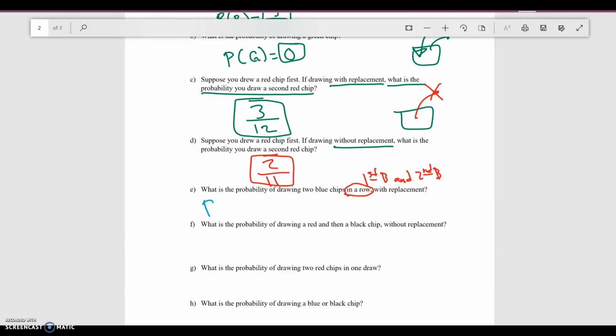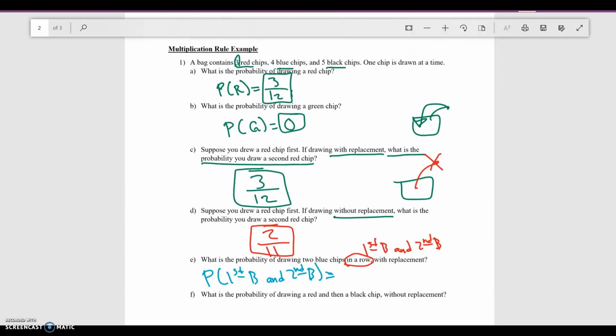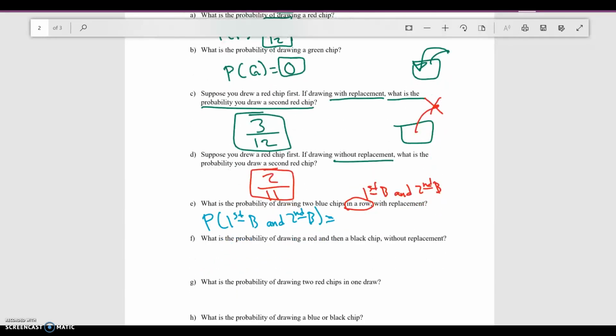So that means the probability of getting the first one blue and the second one blue. Okay, well, the "and" just means multiplication. Okay, so drawing the first one blue: I have 4 blue chips, so this is going to be 4 out of 12.